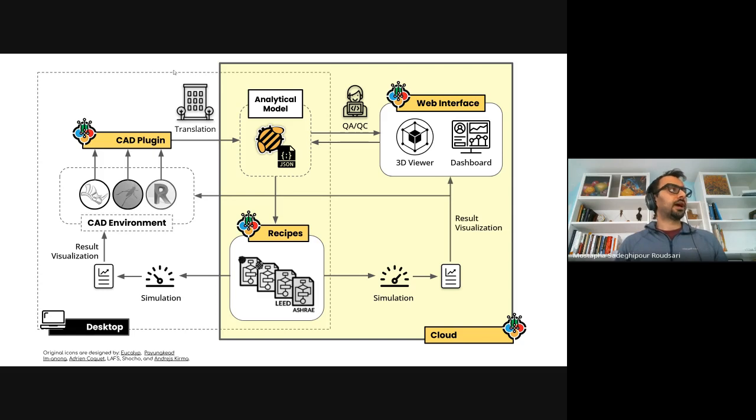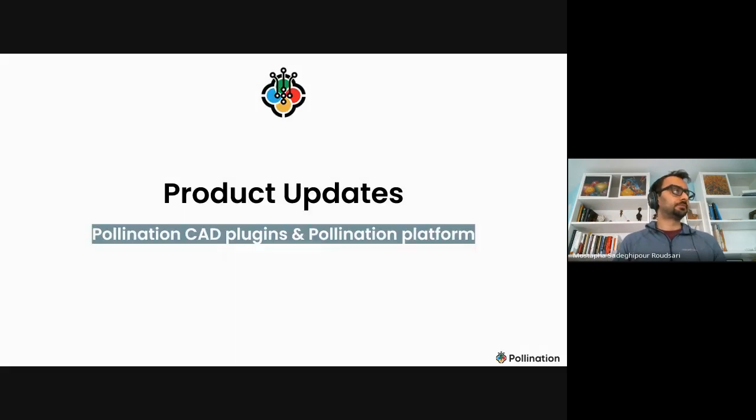This is a graph that shows how all these technologies work together. In short, you have the analytical model and recipes in the middle that can be executed on a cloud, on Pollination, or can be executed locally. You have the CAD plugins that help you to generate this model. We have the web interface that helps you QA, QC the process, and helps you collaborate together.